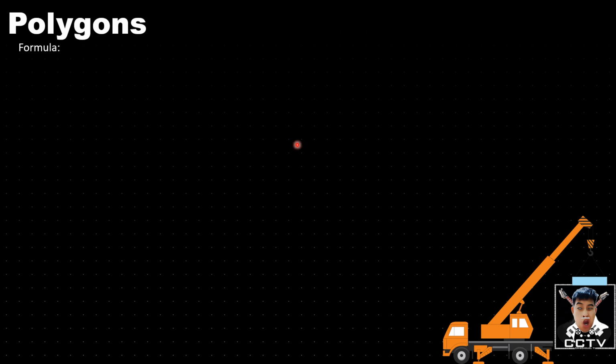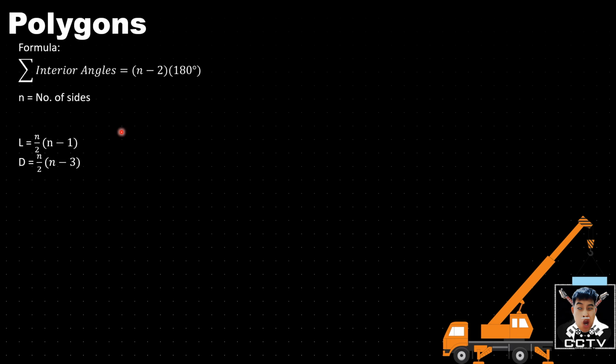Polygons tayo. Ang formula ng polygons, ang interior angles ng isang polygon ay n minus 2 times 180 degrees. N is the number of sides. And for the diagonal length naman tayo. And this one is the diagonals.